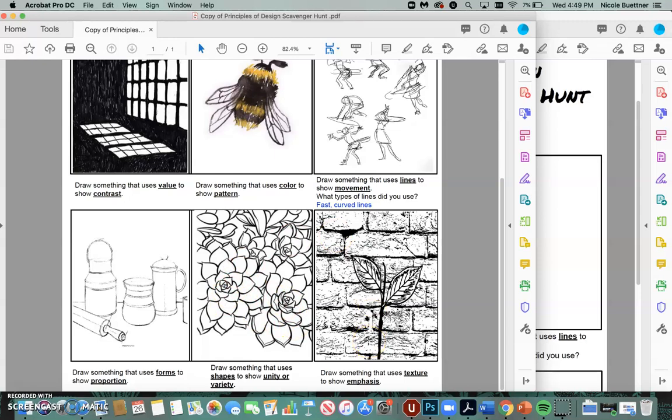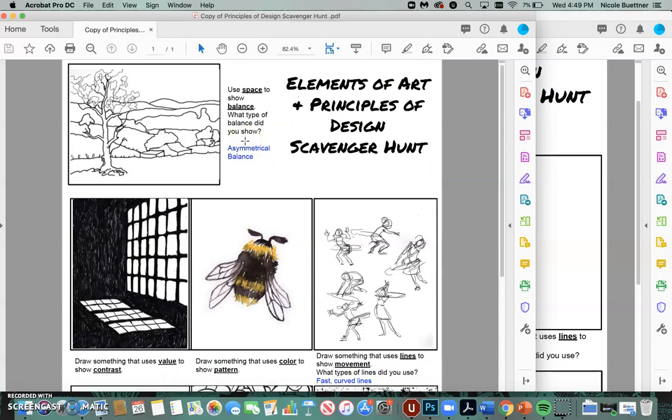All right, finally, draw something that uses texture to show emphasis. Remember, emphasis is when I want something to stand out in my picture. I want it to be the center of attention. So I tried to find some interesting textures. And what I did is I decided to put these leaves up against this brick wall. I'm making the leaves stand out because they are very smooth compared to the rough brick wall. They're also in the middle of my picture, so I'm using placement to make them stand out even more. All right, so those are my seven examples.